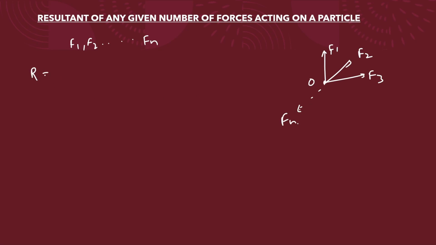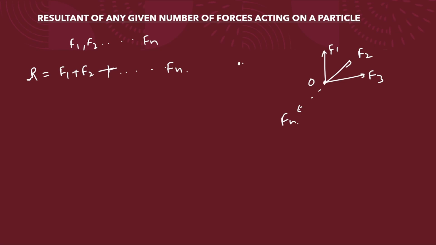First we have to discuss the resultant of any given number of forces acting on a particle. So let us consider a particle at point O and it is being acted on by n number of forces. Let us consider the forces as F1, F2, Fn. These are acting at point O. This is F2, this is F3. Let us consider this as Fn. So we have the resultant R, as per the parallelogram law of forces, R is equal to F1 plus F2 plus Fn.